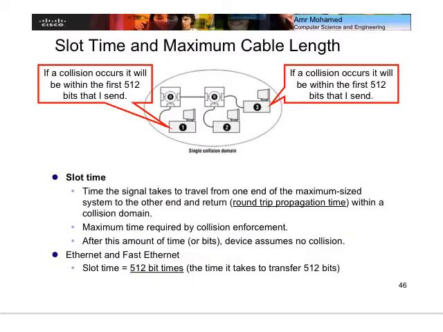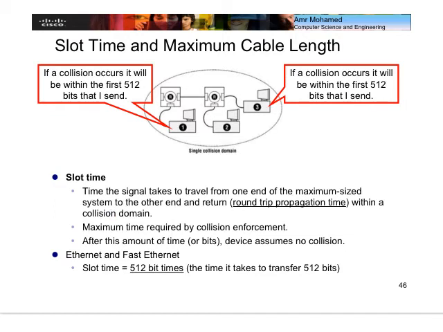The other one is what we call slot time. So slot time is different from bit time. Remember the difference between the two. Just be accurate in taking the definitions. So here we're talking about a slot time. Slot time talks about the time that the signal takes to travel from one end of a maximum sized system or cable to the other side and return.